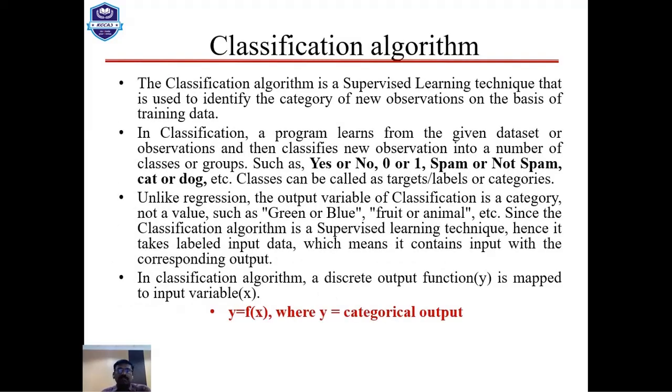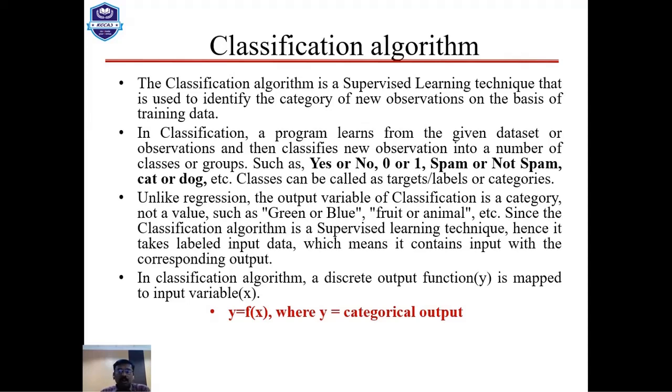Classification algorithm. The classification algorithm is a supervised learning technique that is used to identify the category of new observation on the basis of training data. In classification, a program learns from the given dataset or observation and then classifies a new observation into a number of classes or groups such as yes or no, 0 or 1, spam or not spam, cat or dog, etc. Classes can be called as targets or labels or categories.